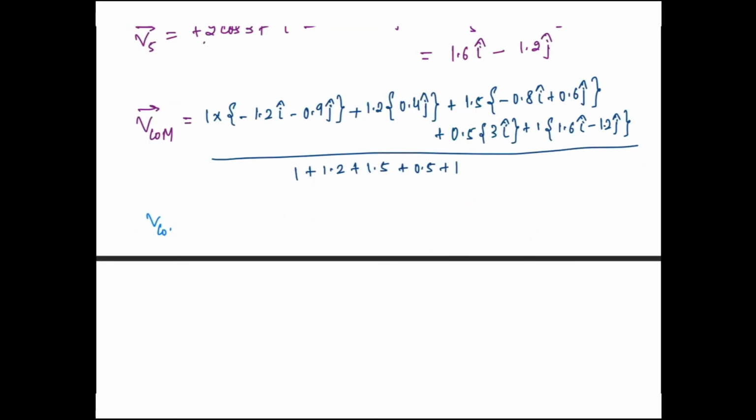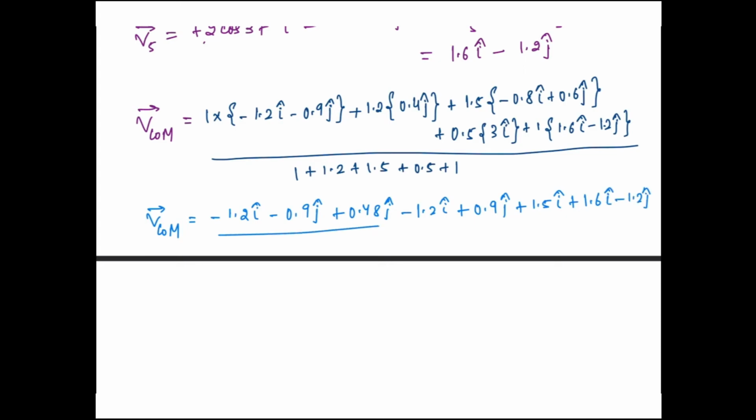So from here, what can we write as the velocity of center of mass? This will be minus 1.2 i cap minus 0.9 j cap plus 0.48 j cap minus 1.2 i cap plus 0.9 j cap plus 1.5 i cap plus 1.6 i cap minus 1.2 j cap. And below, what will the sum of masses come to? This value, how much will it be? It will be 1 plus 1.2 is 2.2, this is 3.7, plus 0.5 that is 4.2, and plus 1 that will be equal to 5.2.